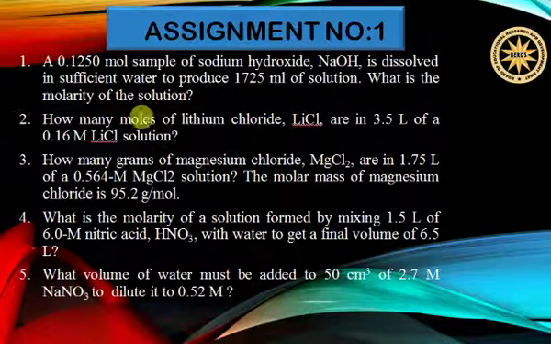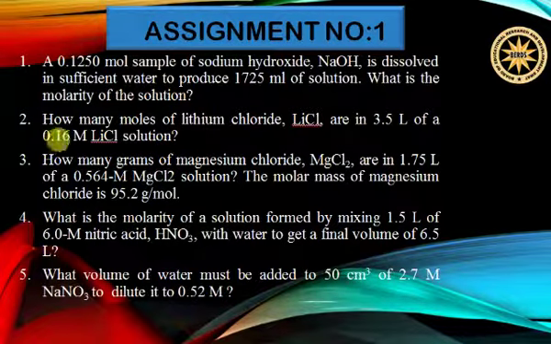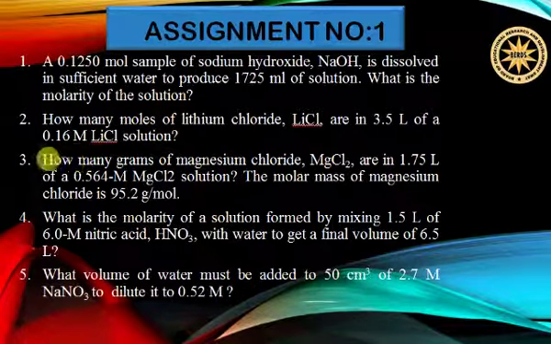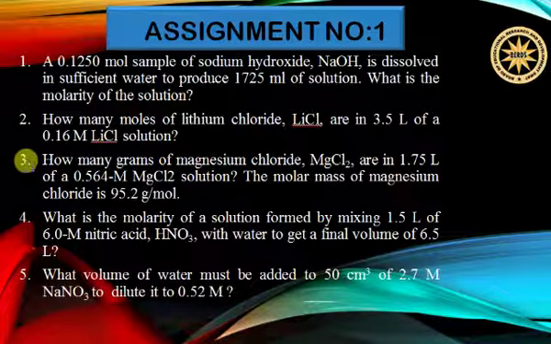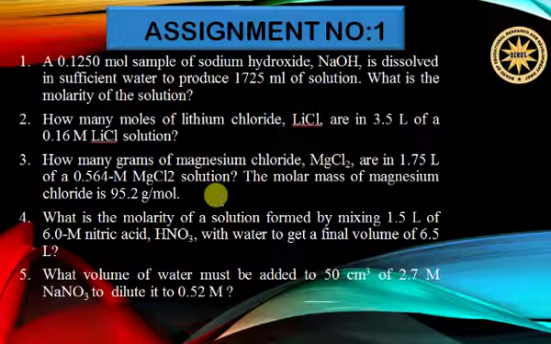Another question is: how many moles of lithium chloride are in 3.5 liter of a 0.16 molar lithium chloride solution? This is also solved by the molarity formula, so you have to do it yourself. Question number 3 is: how many grams of magnesium chloride are in 1.75 liter of a 0.64 molar magnesium chloride solution, and here we have the molar mass, which is 95.2 gram per mole. So this is also done by the molarity formula.